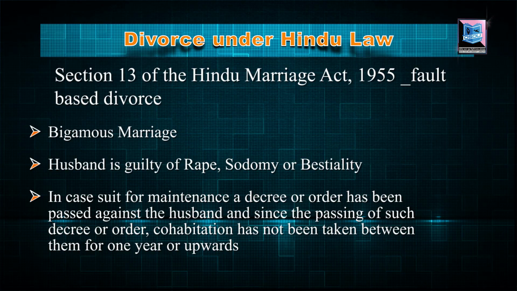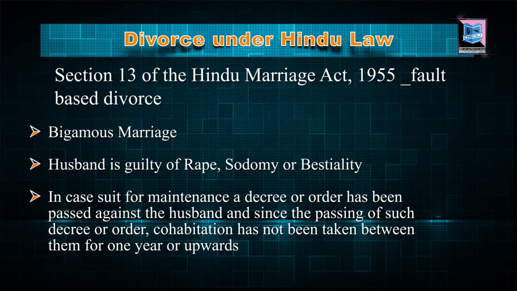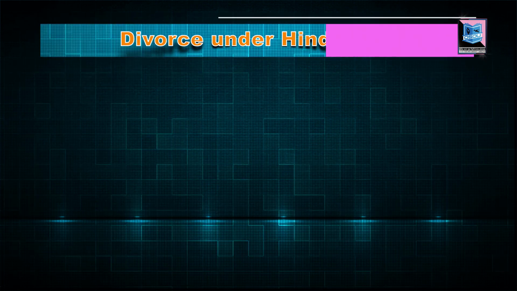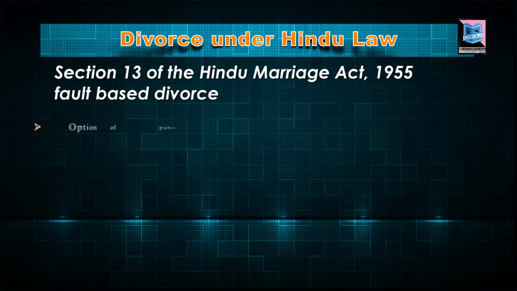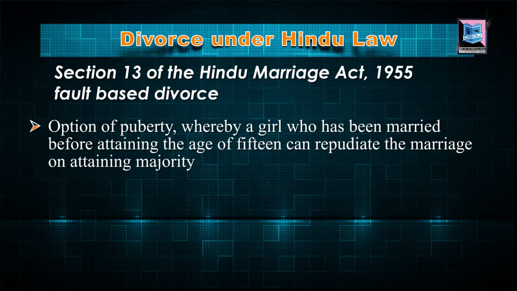Third is regarding maintenance. If a maintenance decree has been passed against the husband, and because of that decree the cohabitation has not taken place between the husband and wife for a period of 1 year or upward, this is also a ground for divorce. The fourth and the last additional ground for a wife to claim divorce is an option of puberty.